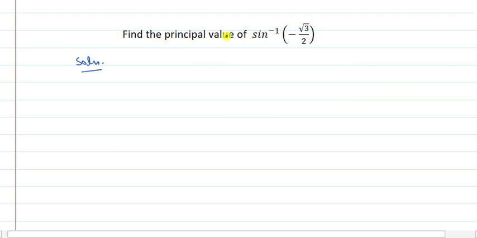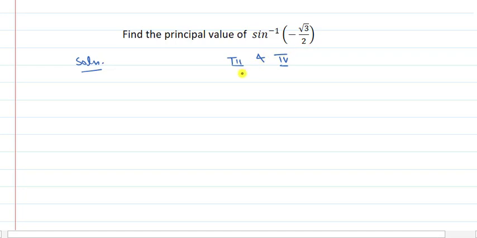Let us take the next problem. Find the principal value of sine inverse minus root 3 upon 2. So first of all we need to think of the angle on which the value of sine is minus root 3 upon 2. As we know, the sine function is negative in the third and fourth quadrants. So we need to take angles in the third and fourth quadrants so that the value of sine is negative and the value is also root 3 upon 2.